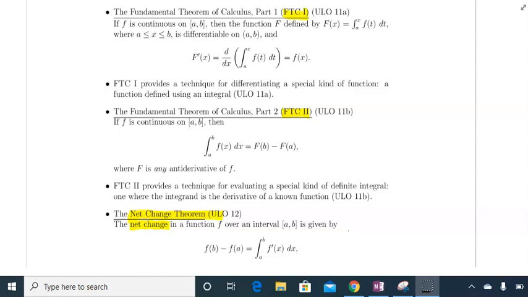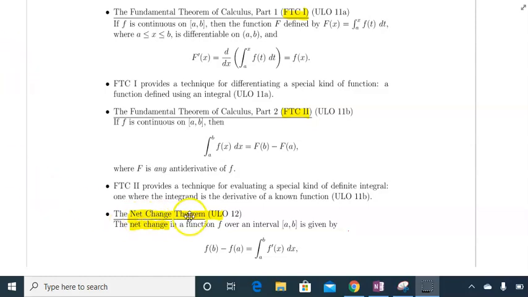Fundamental Theorem of Calculus, Part 2. If f is continuous on the closed interval [a, b], then the integral of f of x dx from a to b is equal to uppercase F of b minus uppercase F of a, where uppercase F is any antiderivative of f.